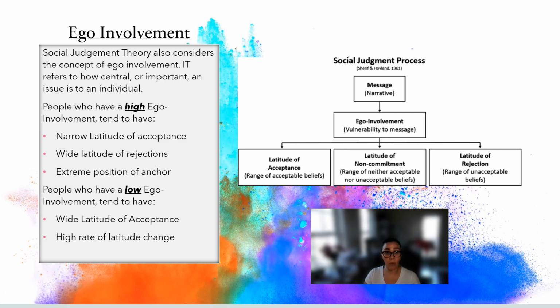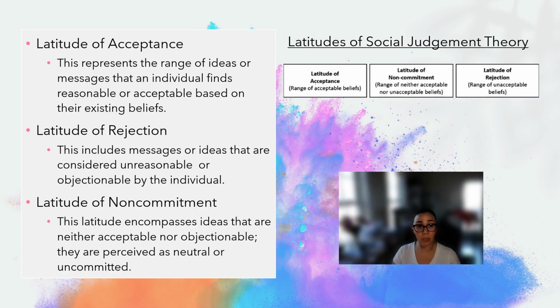So going into the latitudes a little bit more, we see the latitude of acceptance. It represents a range of ideas or messages that an individual finds reasonable or acceptable based on existing beliefs. Latitude of rejection includes messages or ideas that are considered unreasonable or objectionable by the individual.